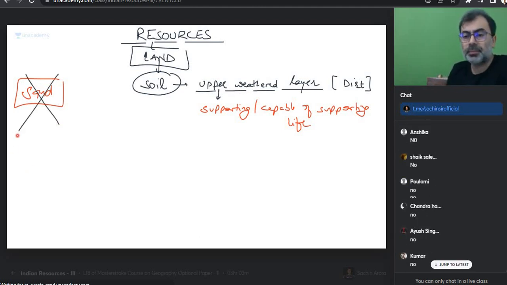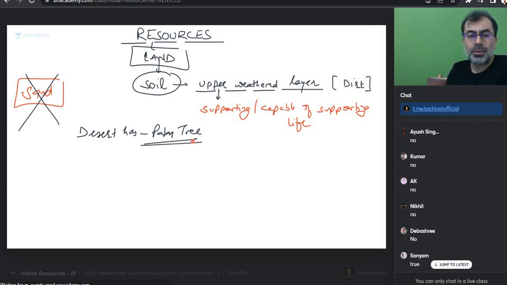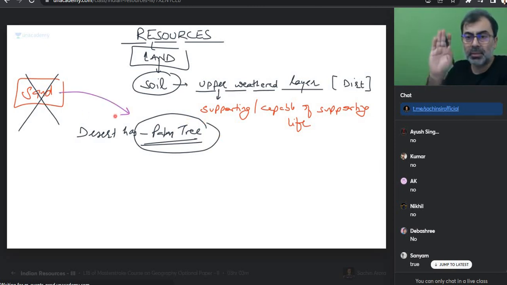No, it will not. Yes, but desert has a palm tree. Desert has a palm tree. So just now we came to a conclusion that sand is not soil, but here it is soil. Where is the catch? What is the error? Desert has a date palm tree. Where is the error? Shivam says some plants are adapted.